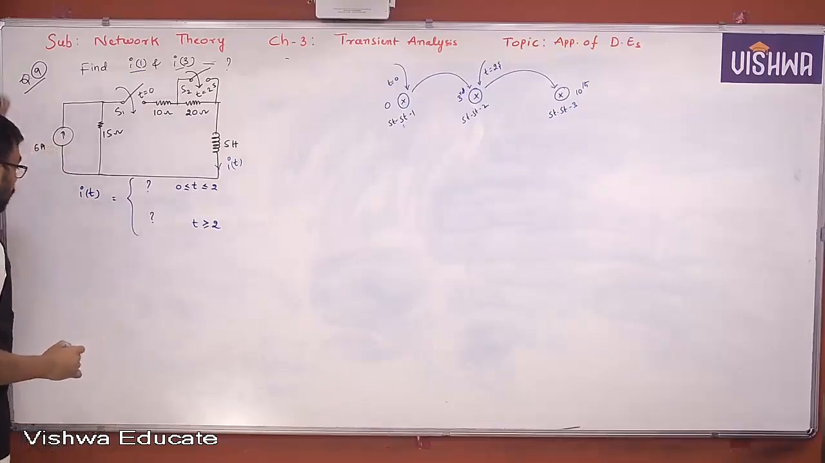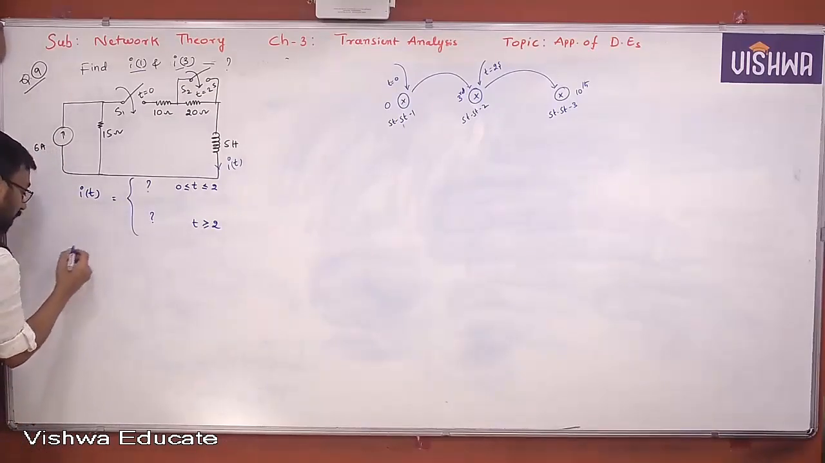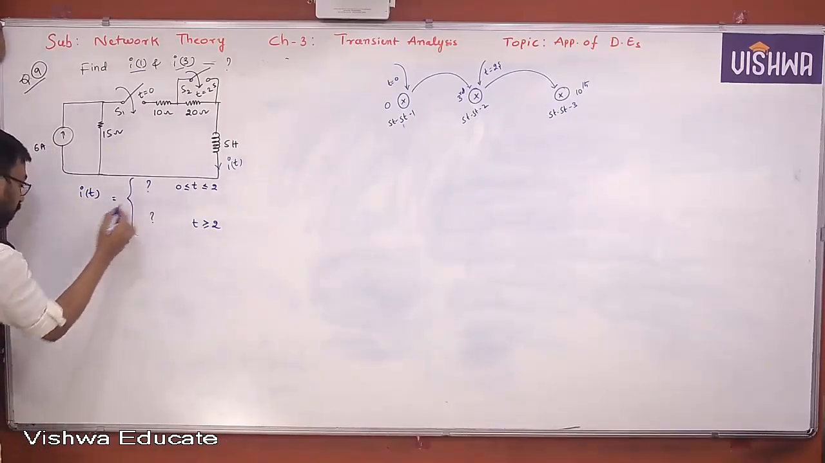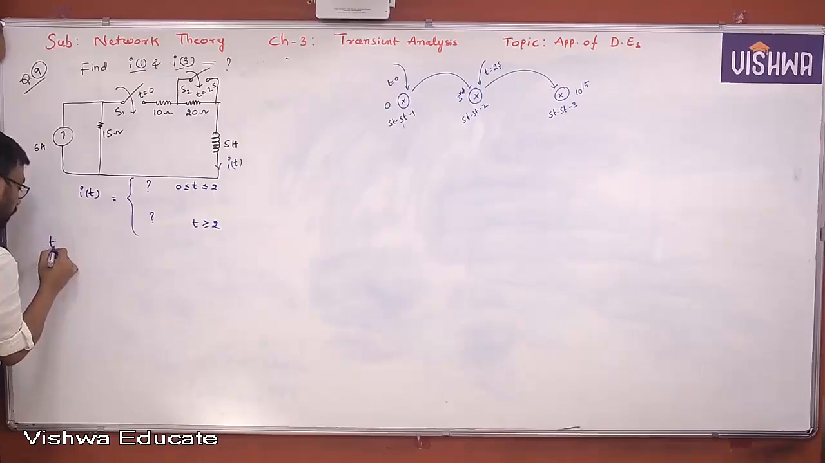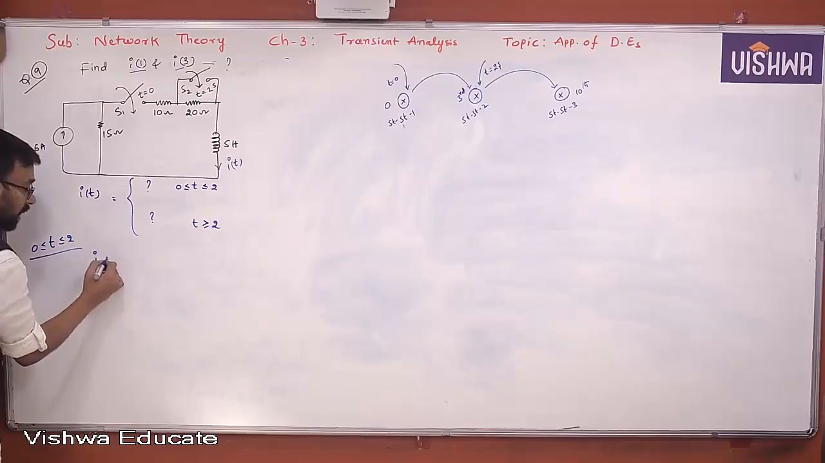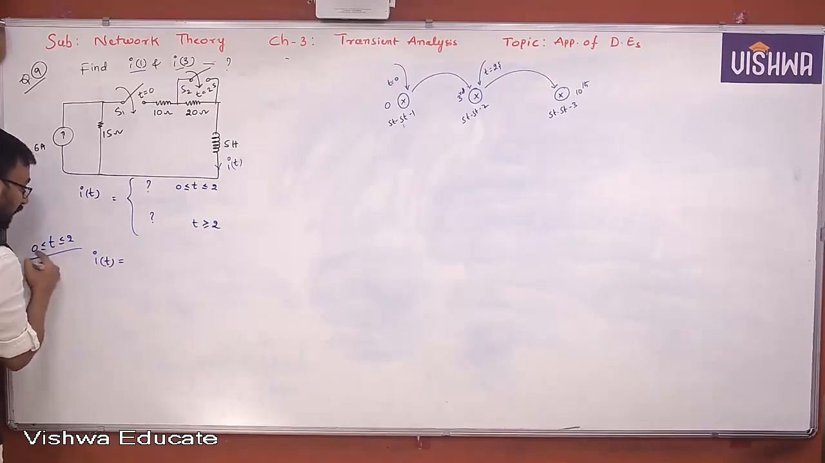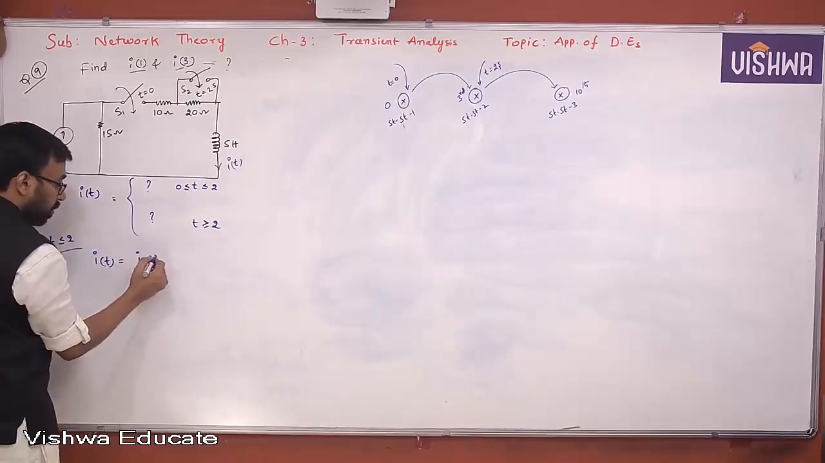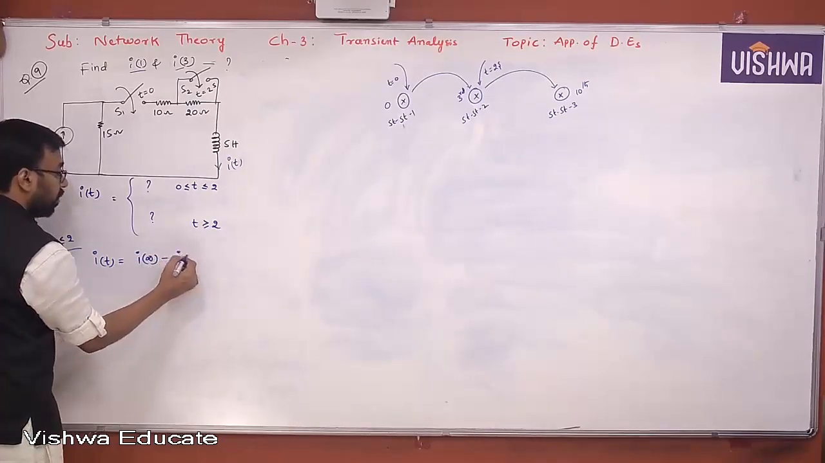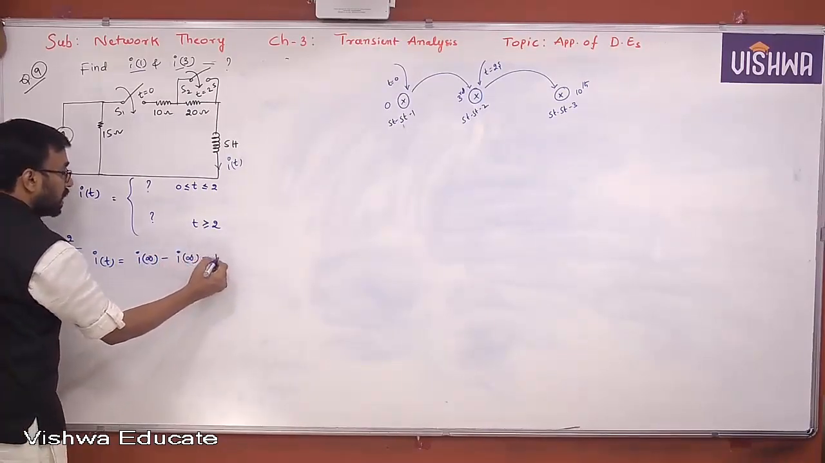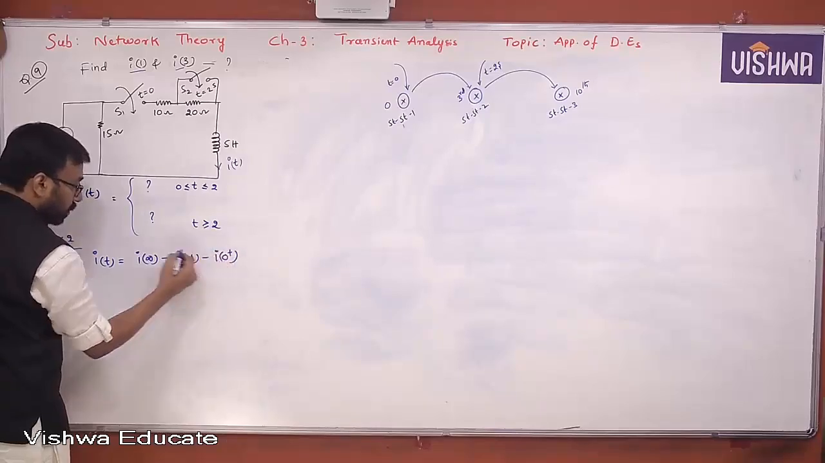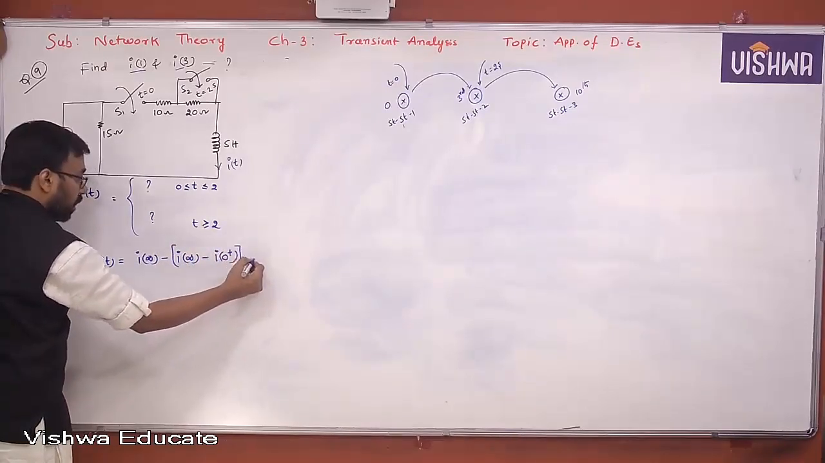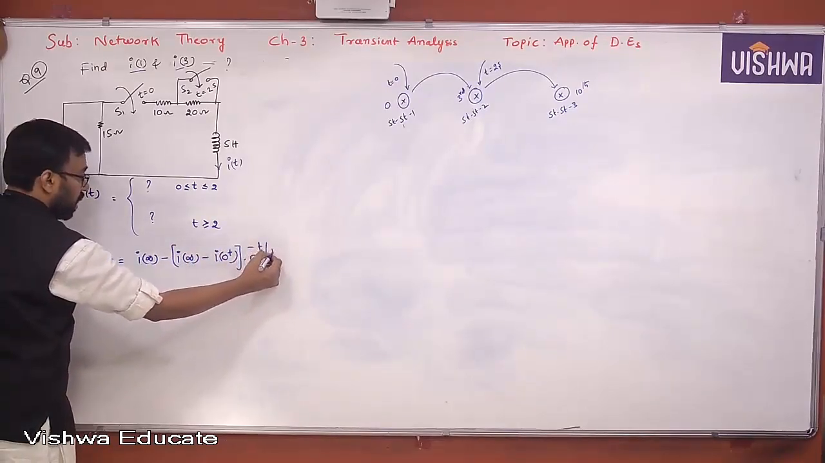For that, let me write clearly. The response for t greater than 0 and less than 2, the I of t, is calculated for t greater than 0 as I of infinity plus [I of 0 plus minus I of infinity] into e power minus t by tau.